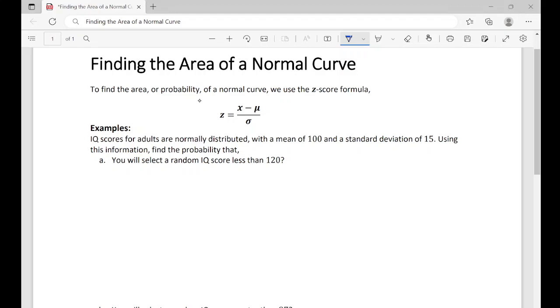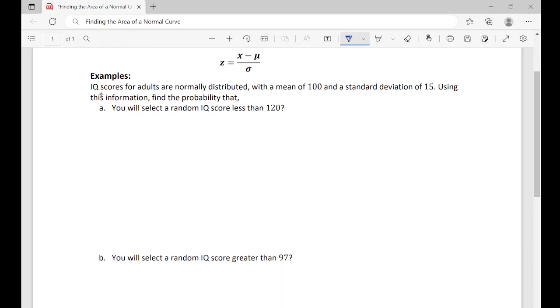To find the area or probability of a normal curve, we have to use the z-score formula: x minus mu over sigma. IQ scores for adults are normally distributed with a mean of 100 and a standard deviation of 15. Using this information, we're going to find the probability that you will select a random IQ score that's less than 120. First, we need to find our mean and our standard deviation, our mu and sigma. Mu is going to be 100, because that's what it says in the question. And sigma, our standard deviation, is going to be 15, because again, that's what it says.